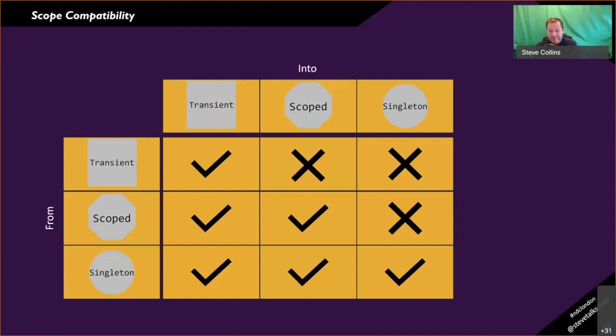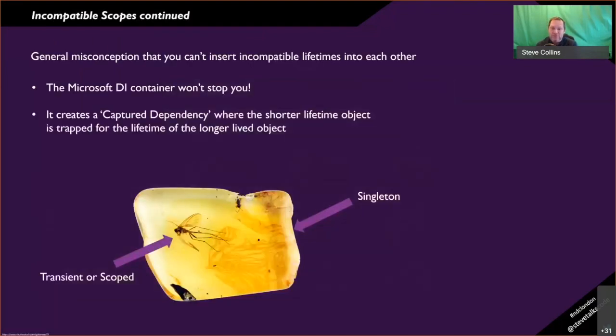and not the other two. Now, I try to choose my words carefully when describing these relationships because there's a general misconception that it's not possible to inject incompatible lifetimes into each other. But that's not strictly true. I can't speak for the other containers, but the Microsoft container will not stop you. If you have a singleton and its constructor requires an instance of something that has been registered with a shorter lifetime, transient or scoped, the container will happily give you that instance. The problem is, the instance that you get will have its lifetime promoted up to become the same as that of the receiving instance.